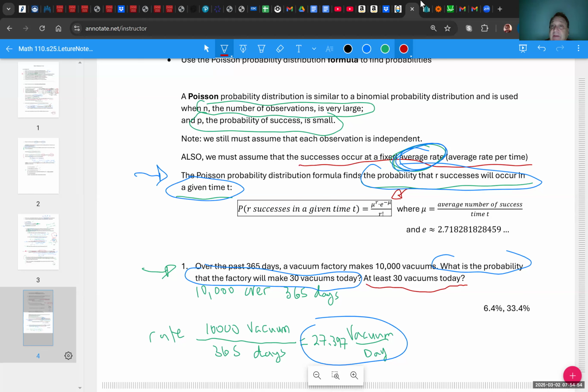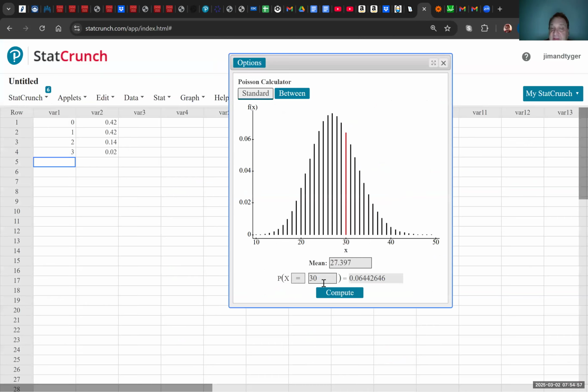So I'll go back to my StatCrunch guy, and instead of saying exactly equal to 30, I'll say 30 or more by doing this symbol right here, greater than or equal to 30. And I think it did it automatically. Yeah, 33% is greater than or equal to 30. And you can see all the red now here. They can make 30 vacuums or 31 vacuums, or any number of vacuums. Of course, it's less likely they make a lot more than 30 because the average is only 27. But these are all the different possibilities, and you add them all up and you get about 33.4%.